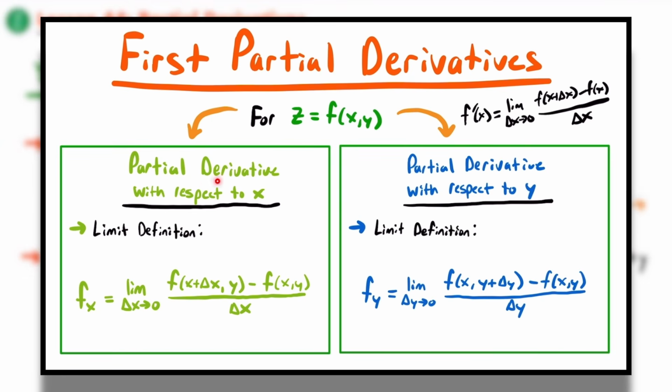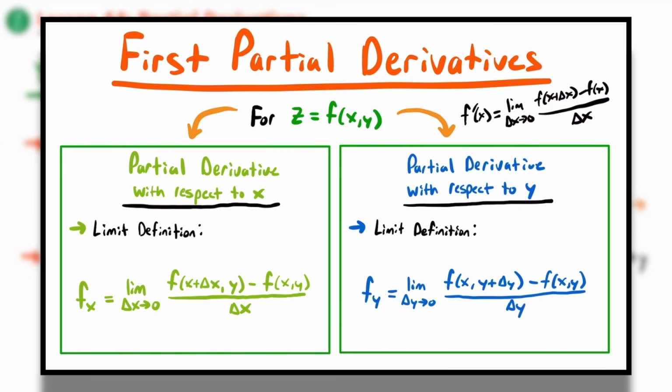All right, so for the partial derivative with respect to x, notice that we're looking at the change in x. So we have f of x plus delta x, keep y constant, right? Y is not changing, there's no delta y. And so we take that function, subtract out the original, divide by delta x.